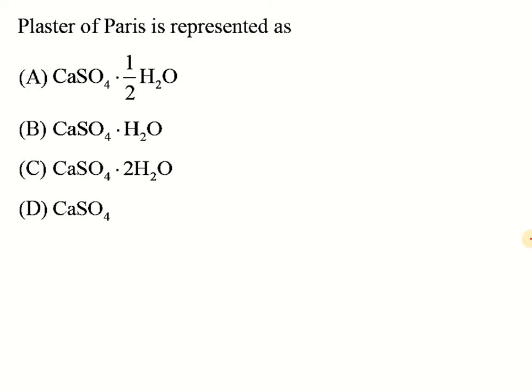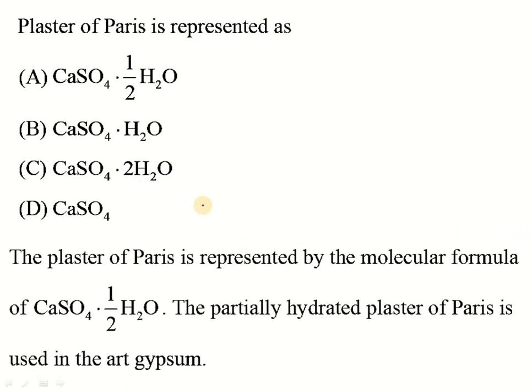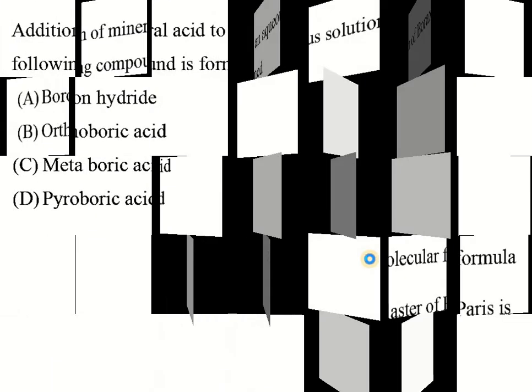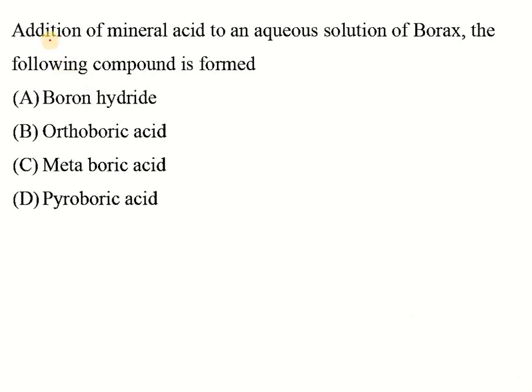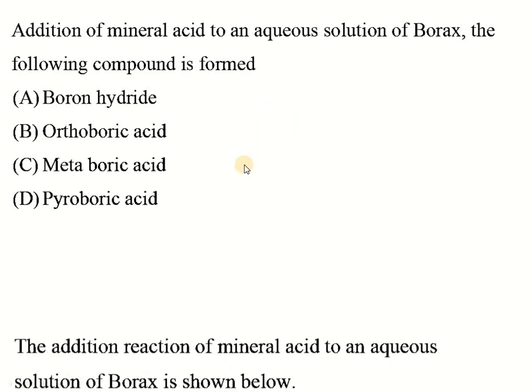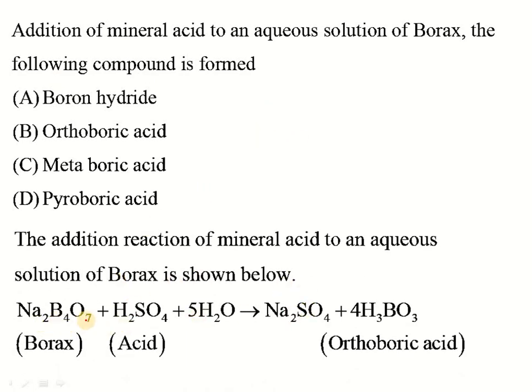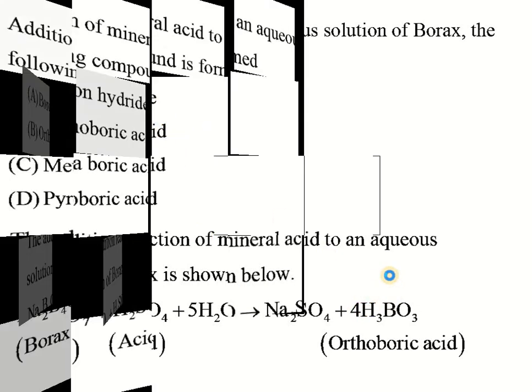Plaster of Paris is represented as calcium sulfate hemihydrate, nothing but CaSO4·½H2O. Next, addition of mineral acid to an aqueous solution of borax, the following compound is found. Now, when we treat the borax with the aqueous solution of mineral acid, sulfuric acid, then we get orthoboric acid. So B option is the right option.